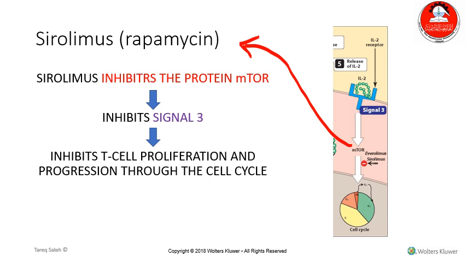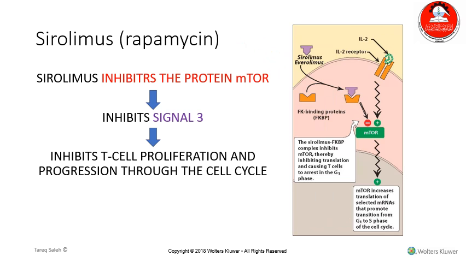So rapamycin is a potent inhibitor of mTOR, and it blocks its downstream signaling pathway, leading to cell proliferation, meaning that sirolimus and everolimus block the proliferation and growth of activated T cells, and that also leads to suppression of the immune system.